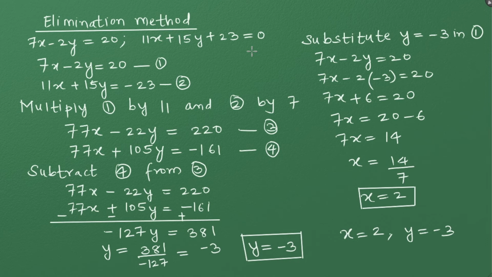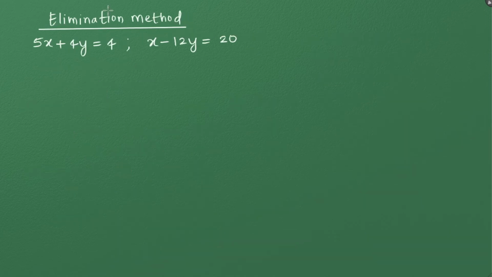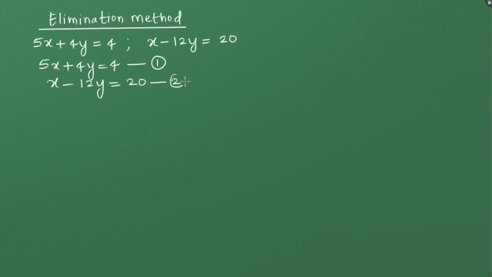Let's try one more example to understand in detail. Now the second example in elimination method. Let's mark this equation first. So this is equation 1. This is equation 2. Now if we decide to eliminate x, then in the first equation the coefficient of x is 5 and in the second equation the coefficient of x is 1.